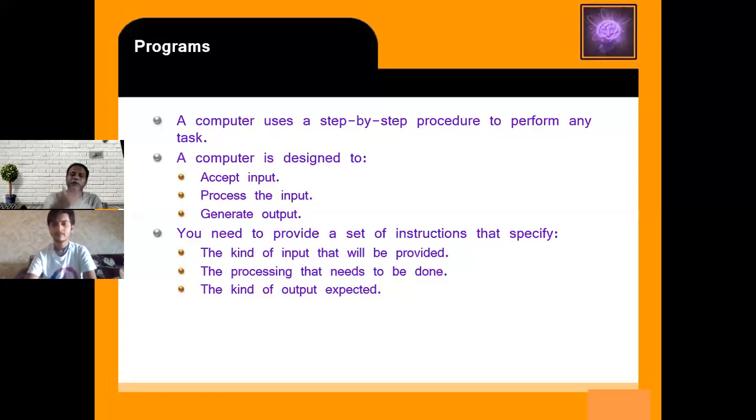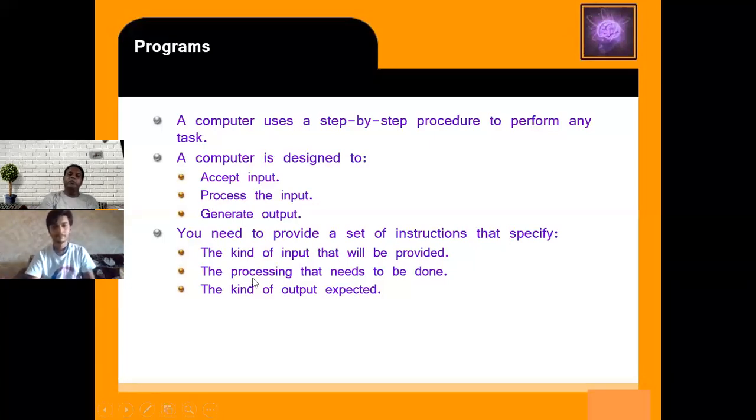Suppose I am giving you a task that you have to add a number. The first task is what? You have to take a number from a user. Then you deliver the output. So accept the input, process the input, then next is generate the output. That is a step-by-step process you have to follow.